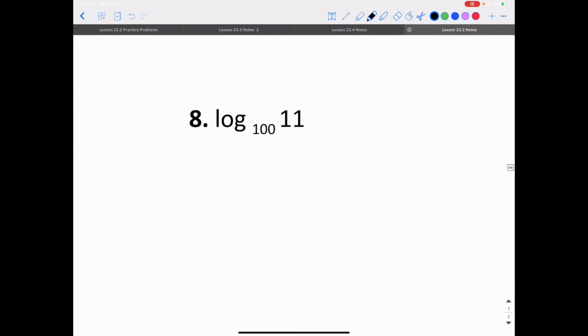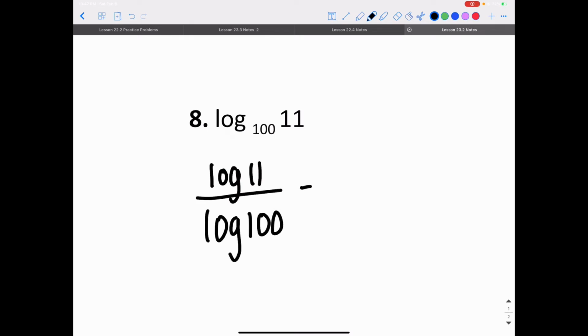For this one, I'm doing log of 11 divided by log of 100. It equals, when I do this in my calculator, 0.521.